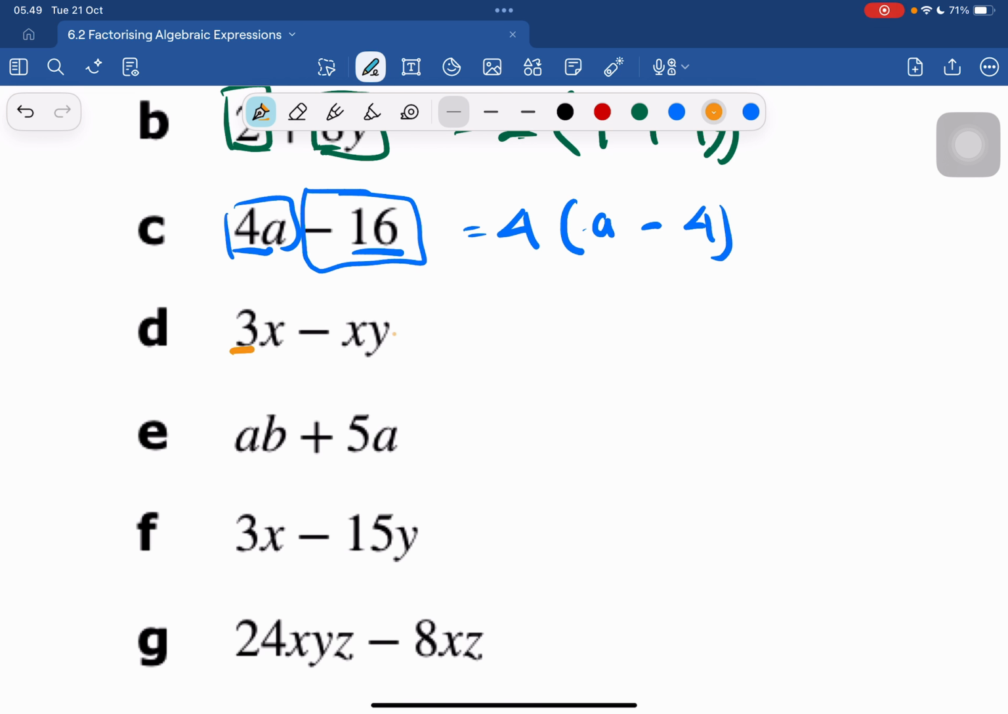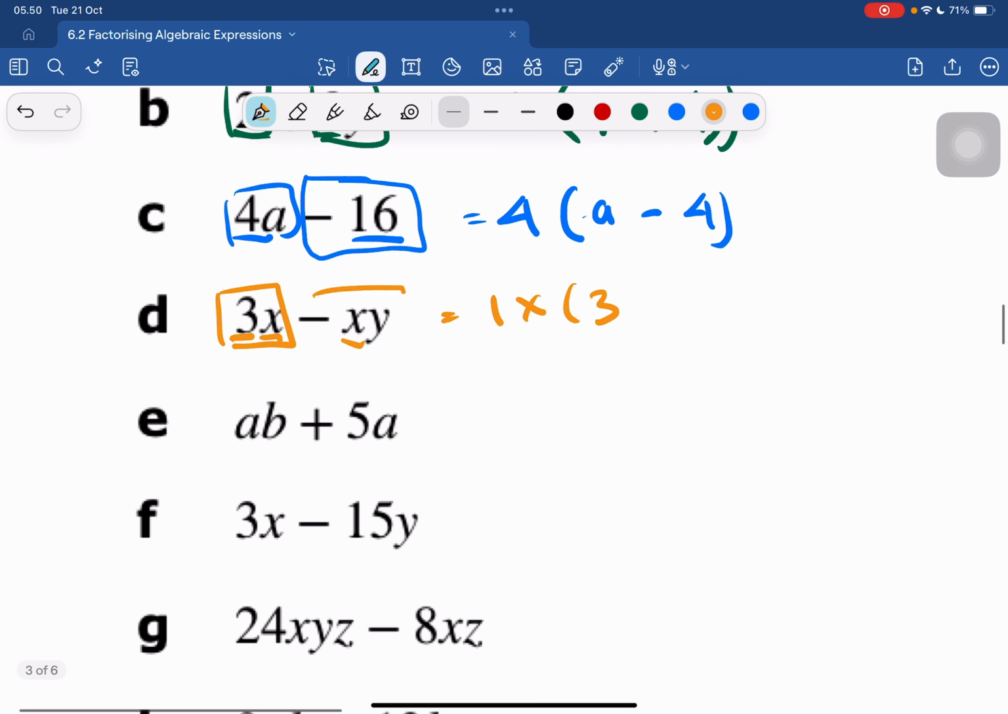Next, we've got 3 and 1. So we just write it as 1. And then the variable x and xy. So this is x. So 1x multiplied by what number makes 3x? So this is 3. And then 1x multiplied by what number makes minus xy? So this is minus y. Or we can write it as x, and then bracket 3 minus y.